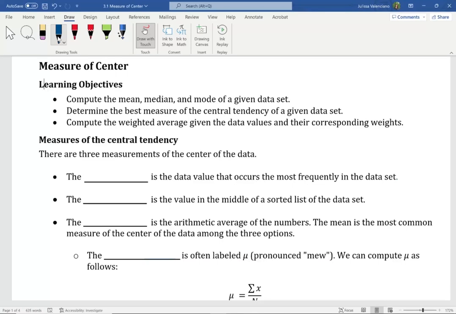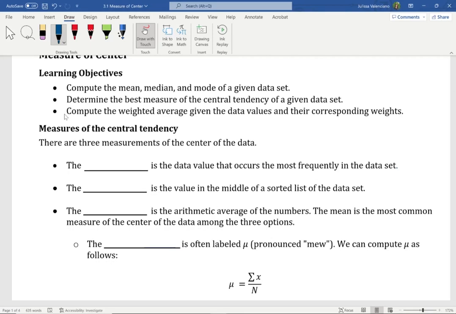In this lesson, we're going to be talking about measurements of center. The goal for this lesson is to be able to compute the mean, median, and mode of a given data set. The second goal is to be able to determine the best measurement of the central tendency of a given data set. The last goal is to be able to compute the weighted average given the data values and their corresponding weights. Let's start by talking about measurements of central tendency.